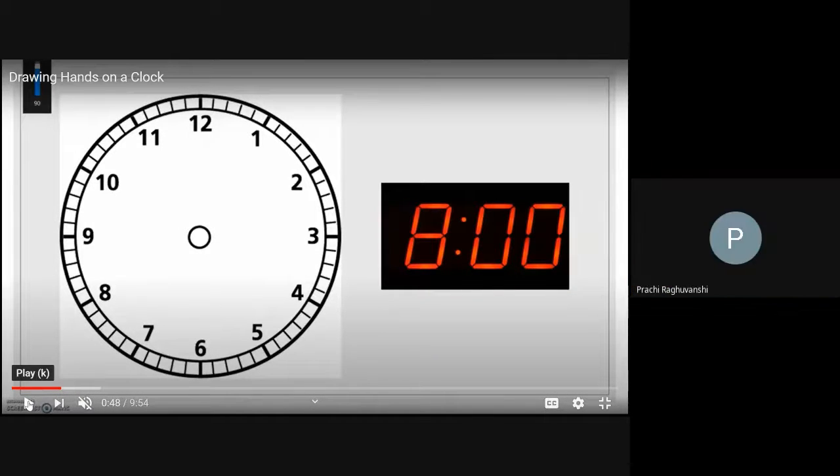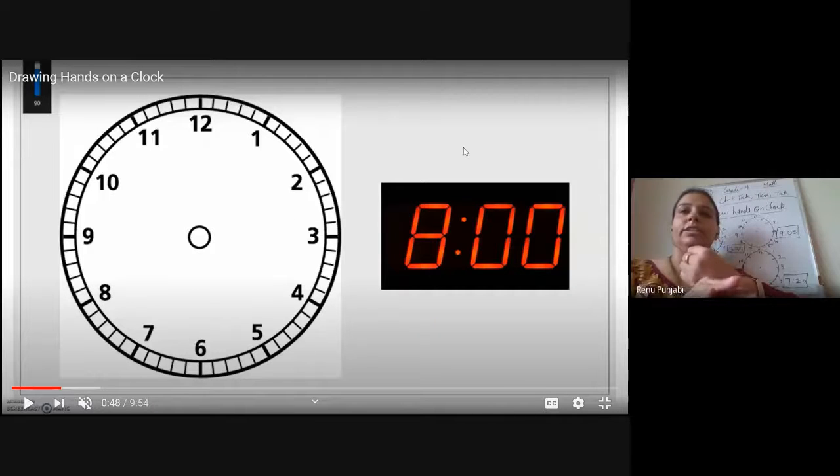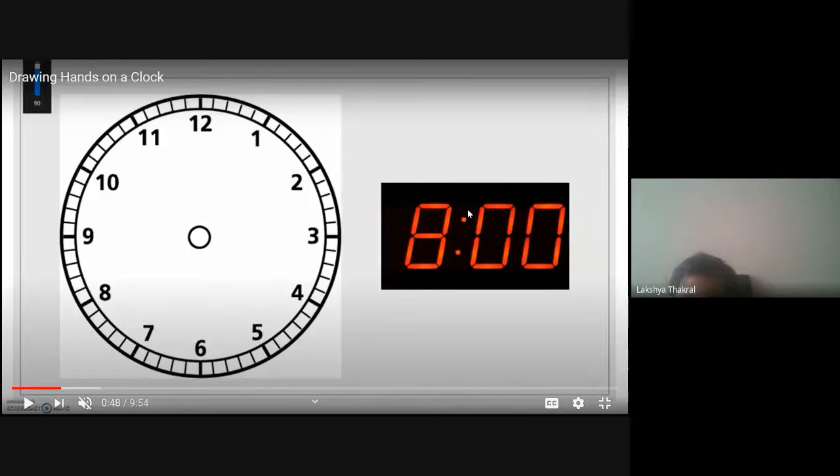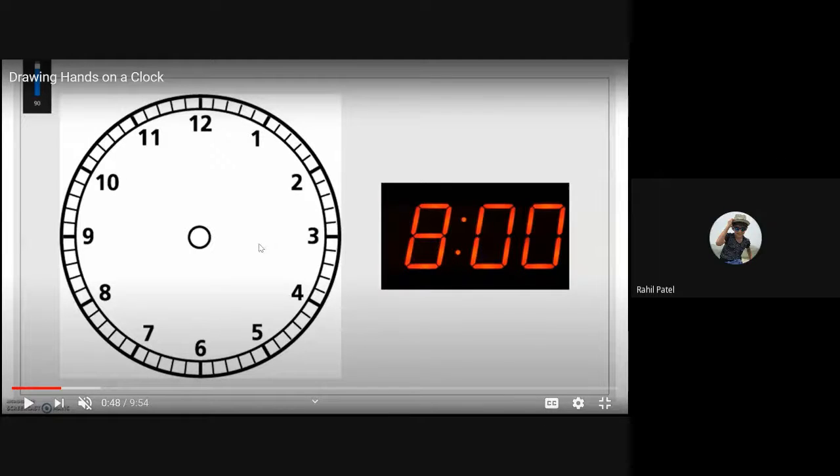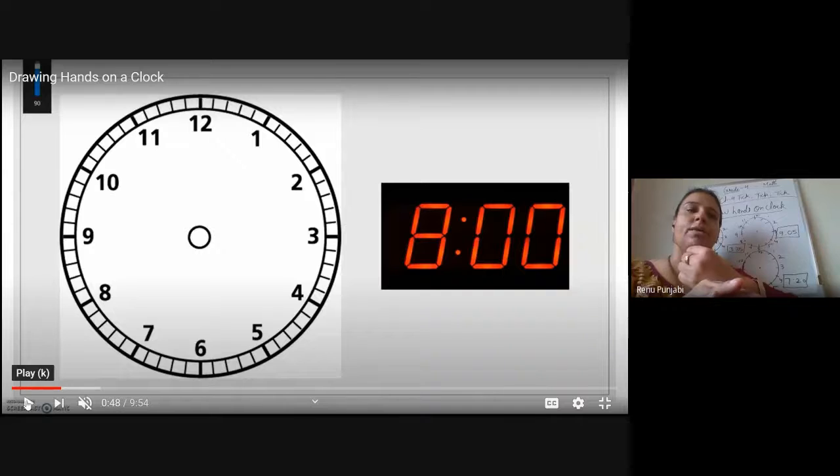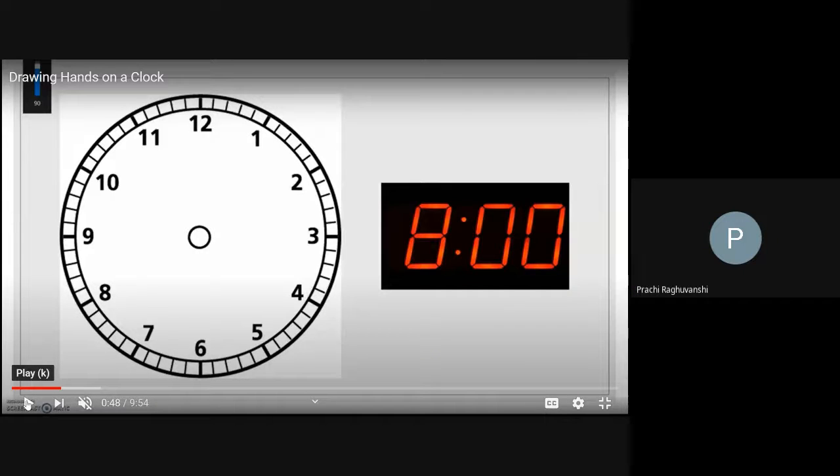This clock is the digital clock. Yes, digital clock. What time is this digital clock showing? Dhyan, can you answer me? 8 o'clock. Switch off your microphone now. Please switch off your microphones.